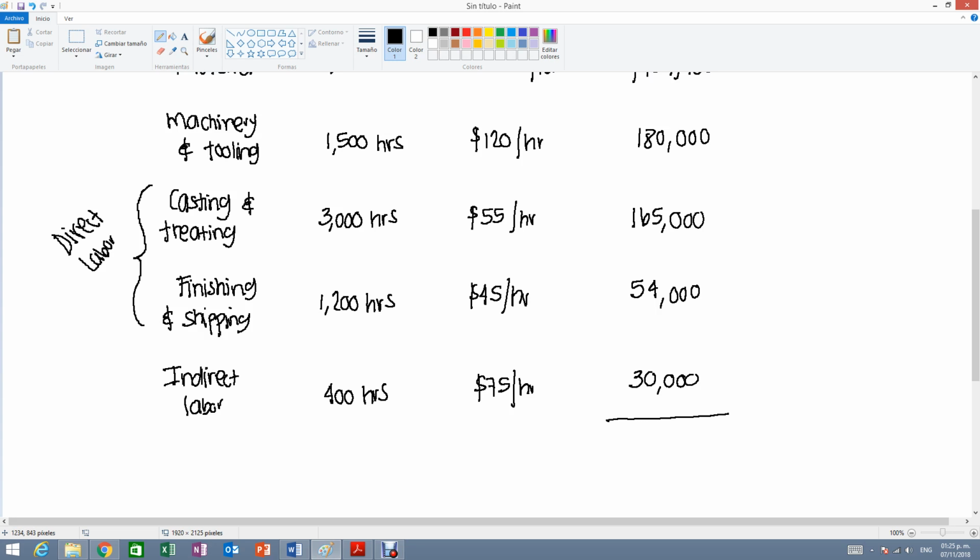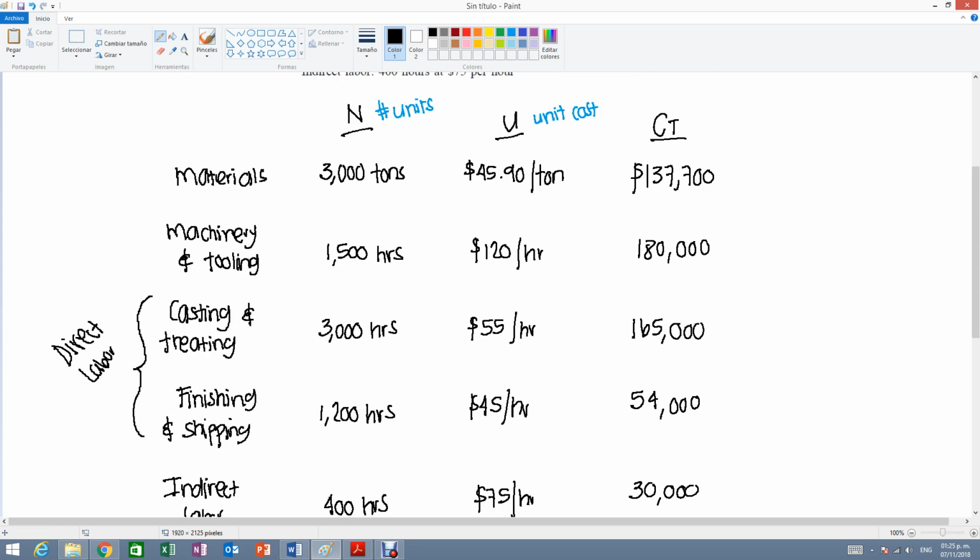All that's left to do is to add everything up, and you will get a total cost of $566,700.